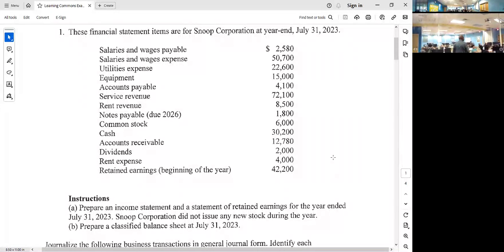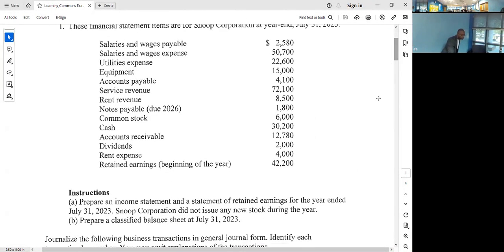When we're looking at these accounts up here, here are accounts with account balances. These are beginning balances, as of July 31st. We're going to prepare an income statement, retained earnings, and a balance sheet. But before we do that, I just want to talk about it a little bit. So we have to understand the accounts and how to categorize these accounts.